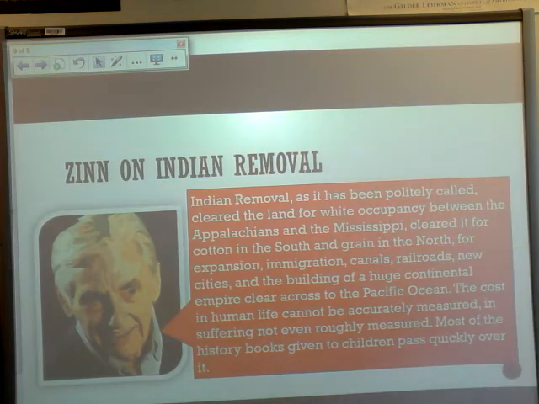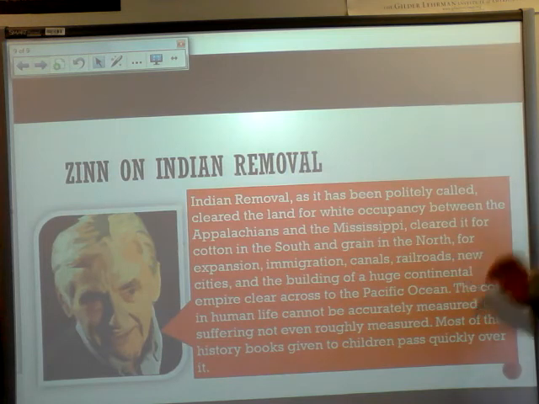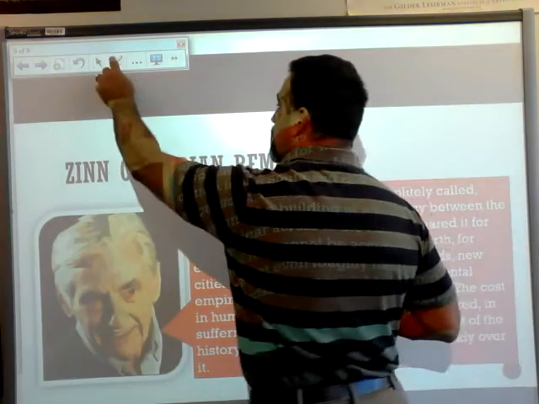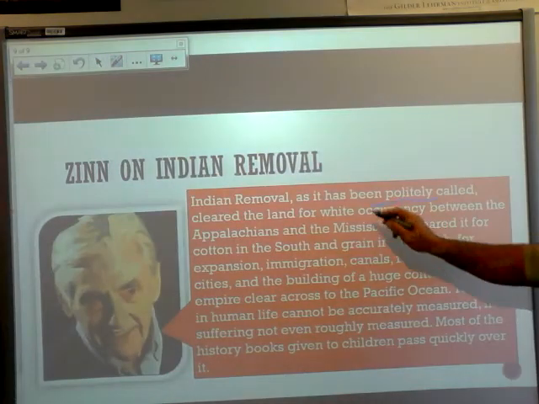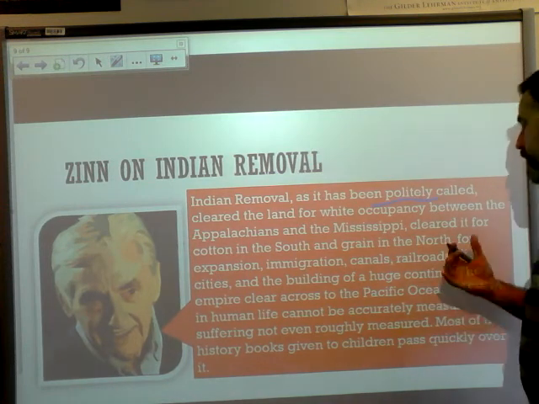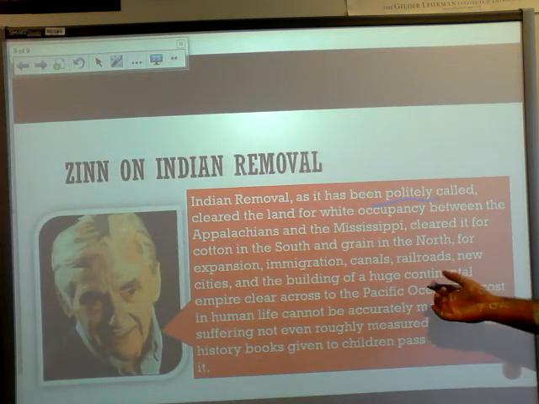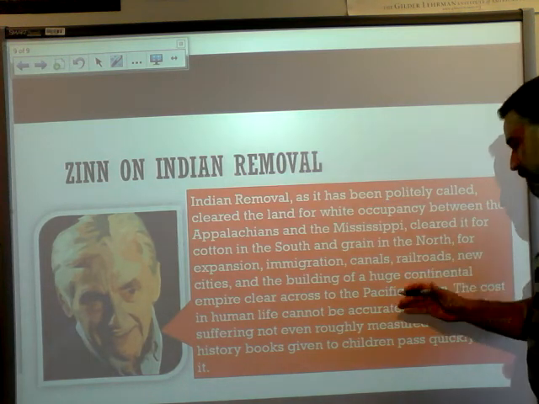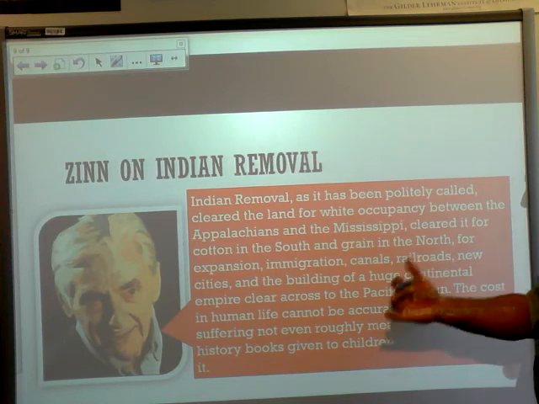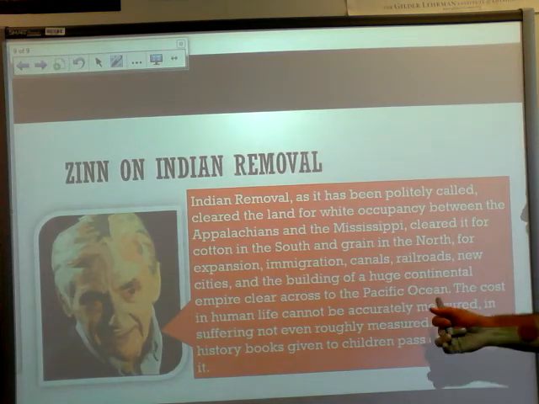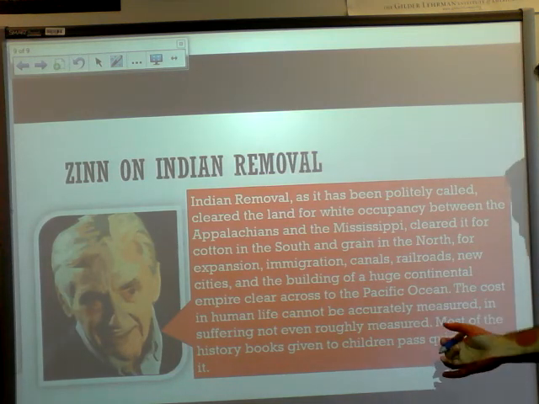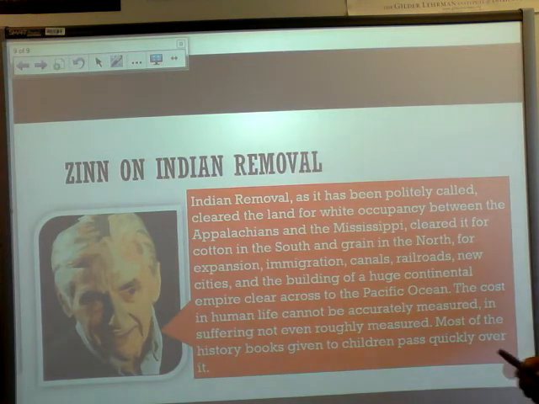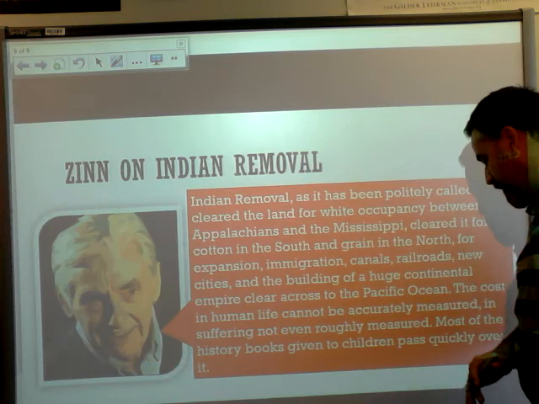And he writes, "Indian removal, as it has been politely called, cleared the land for white occupancy between the Appalachians and the Mississippi, cleared it for cotton in the south and grain in the north, for expansion, immigration, canals, railroads, new cities, and the building of a huge continental empire clear across to the Pacific Ocean. The cost in human life cannot be accurately measured, in suffering, not even roughly measured."